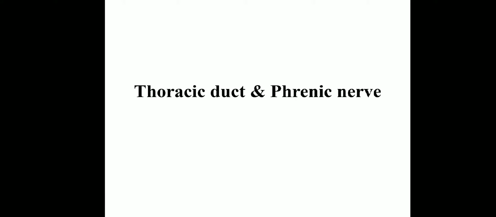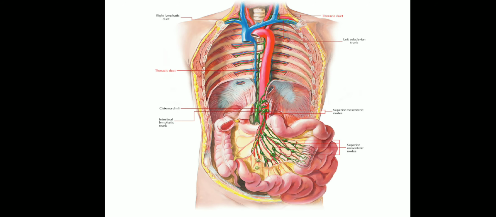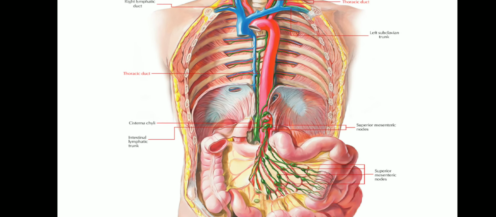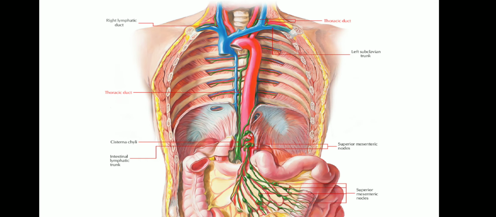In this lecture we are going to study about the thoracic duct and the phrenic nerve. In this picture, this green color structure is the thoracic duct that extends from the upper part of the abdomen to the root of the neck. It extends from the abdomen, traverses the thorax, and reaches up to the root of the neck at the left venous angle.